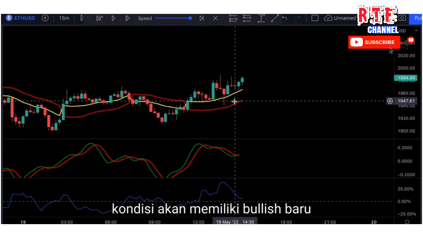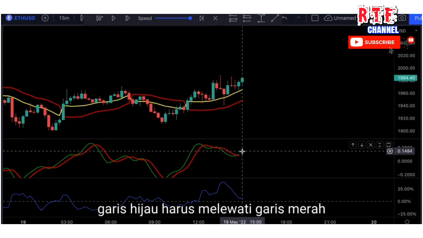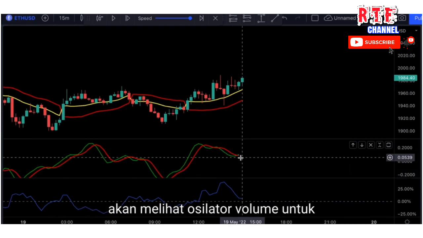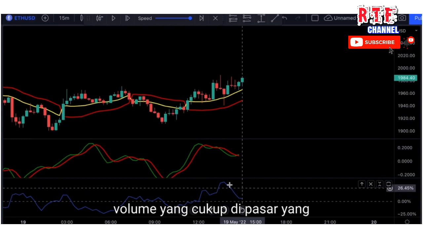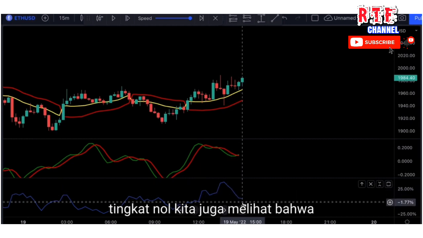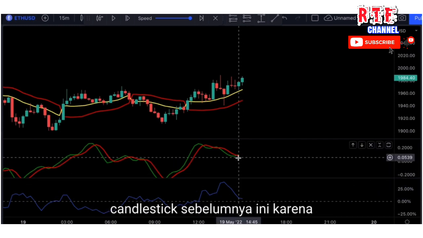The next condition will be to have a new bullish cross on an RVI indicator. This means that the green line has to cross over the red line. And to confirm this signal, we will be looking at our volume oscillator for sufficient volume in the market, which means this blue line has to be above the 0 level. We also see that the indicator issued a buy signal on a previous candlestick. This is because the offset is -1. Our trigger candlestick will be the very next one.